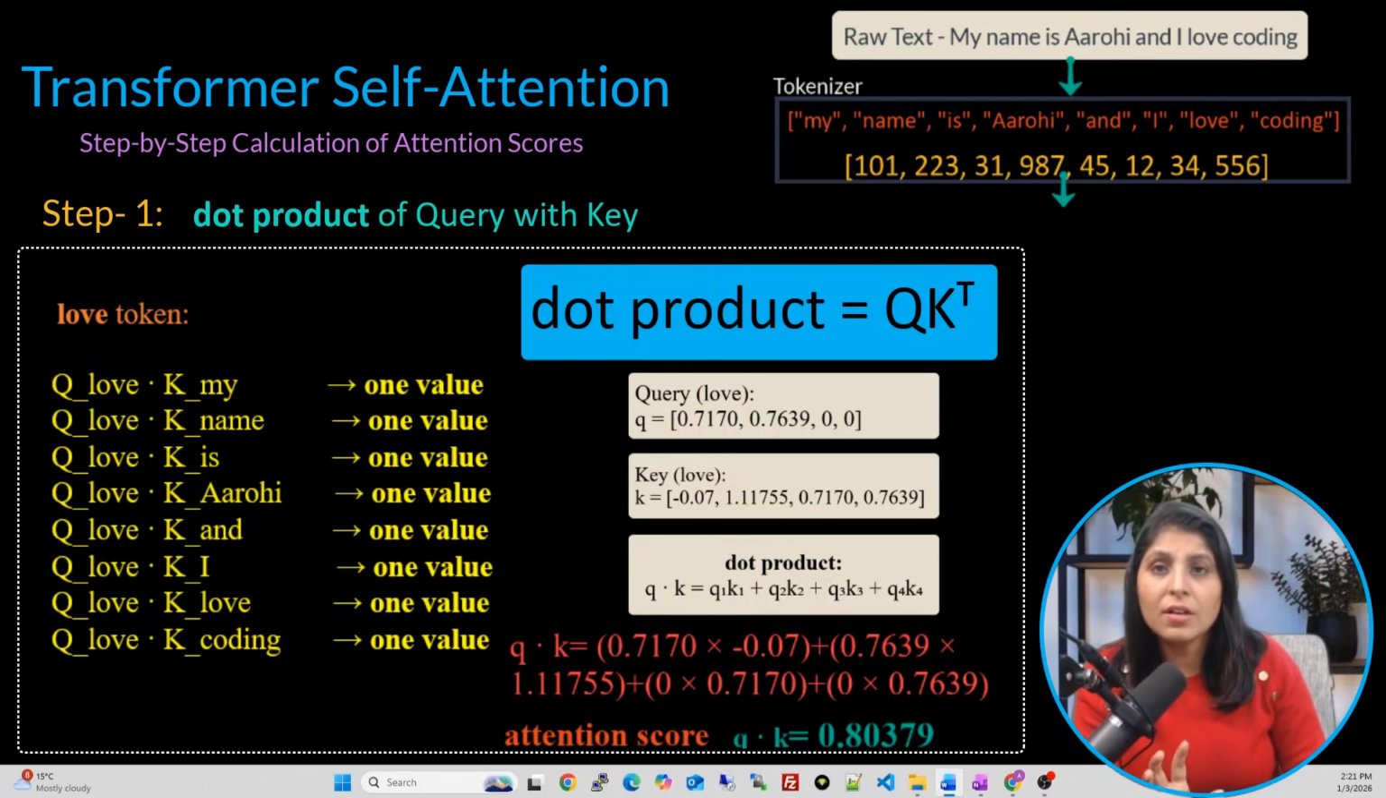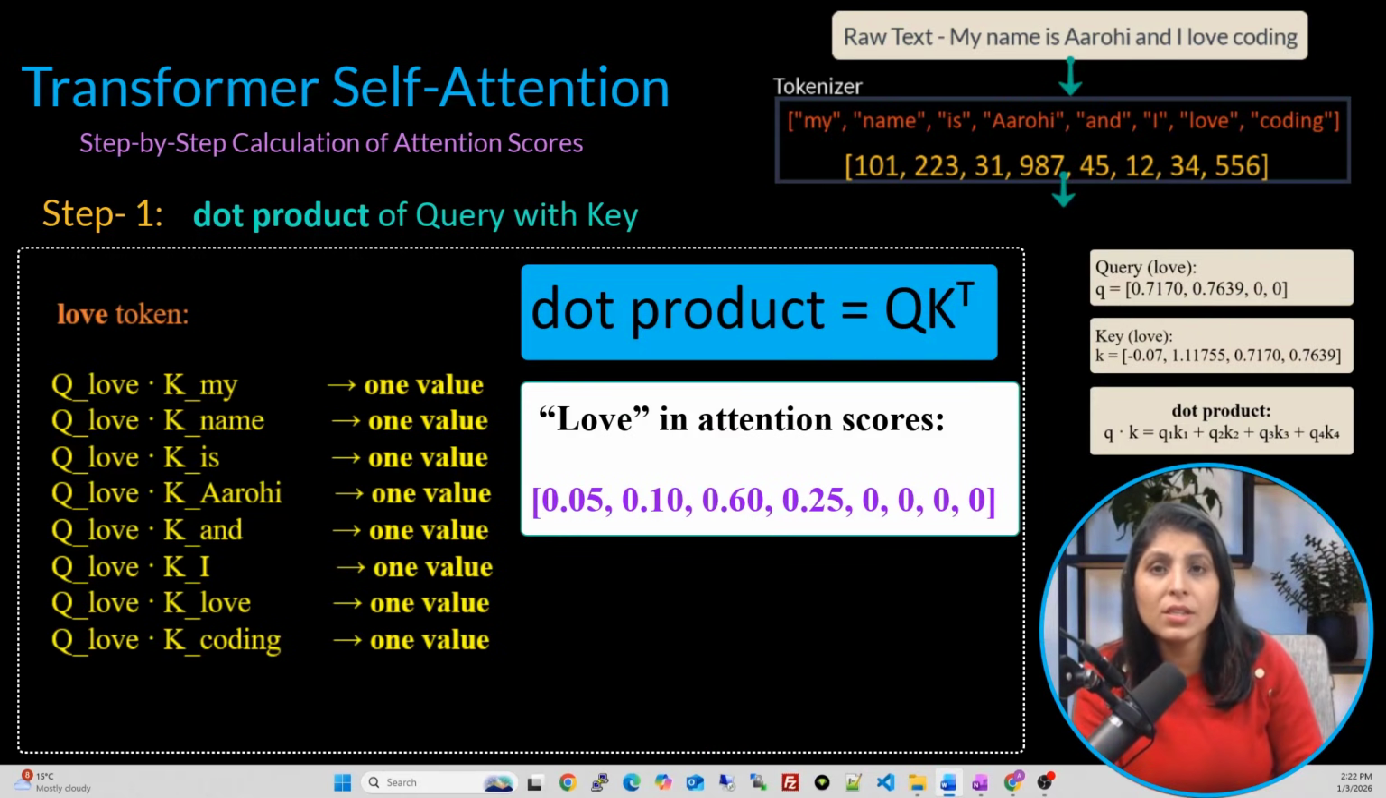So the final result is that when you performed the dot product on the query of love and the key of love, you got 0.80, right? This value represents the attention score, meaning it tells how strongly the word love is related to itself. For this love token, we will get 8 numbers because we have 8 tokens in the sentence. These 8 numbers will form one row in the attention score matrix.